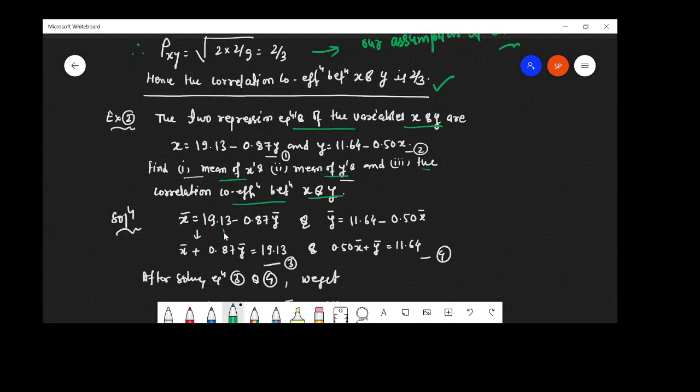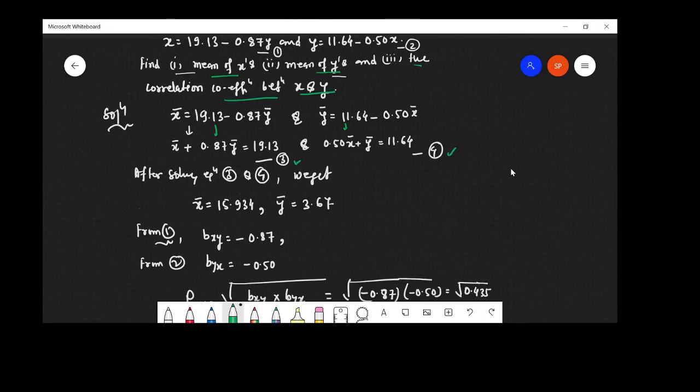Now these equations can be written in this form: x bar plus 0.87 y bar is equal to 19.13, and 0.50 x bar plus y bar is equal to 11.64. We consider these as equation number 3 and equation number 4. After solving equations 3 and 4, which are simultaneous linear equations, we get the values of x bar and y bar.